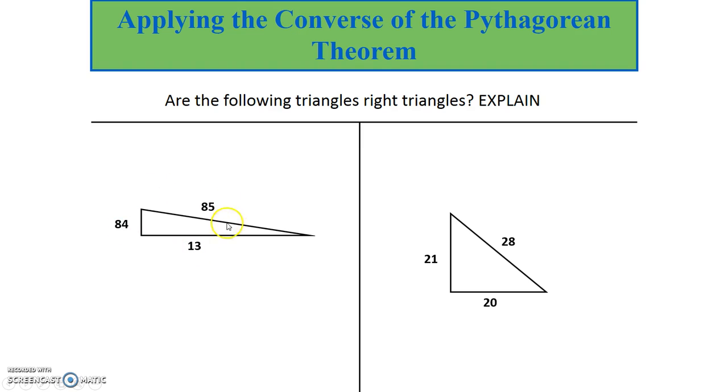Alright, are the following right triangles? So you could solve for this. Again, pause your video. See if 13 squared plus 84 squared equals 85 squared. And yes, it does. So therefore, it is a right triangle by this theorem. Do the same thing over here. See if 20 squared plus 21 squared equals 28 squared. For this one, it does not equal it. Therefore, no, it is not a right triangle.